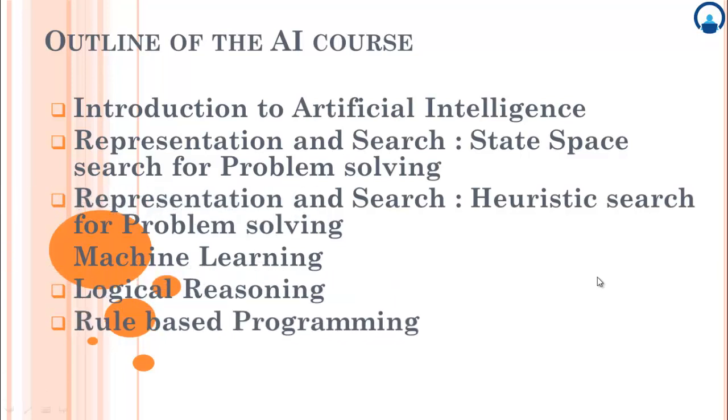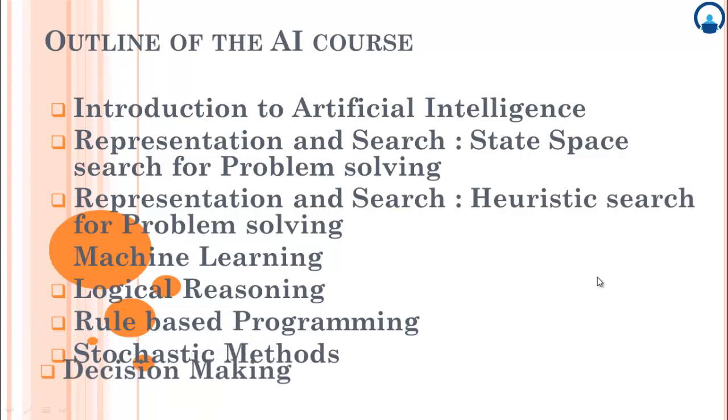Next is rule-based programming. You have a rule, and we have conditions. When we apply that condition, what will be the expected output? We design rules and their actions with respect to the programming that I'm going to cover in this course. Stochastic methods, decision making. This is my outline of the AI course. Next, I'm going to show you the introduction of artificial intelligence.